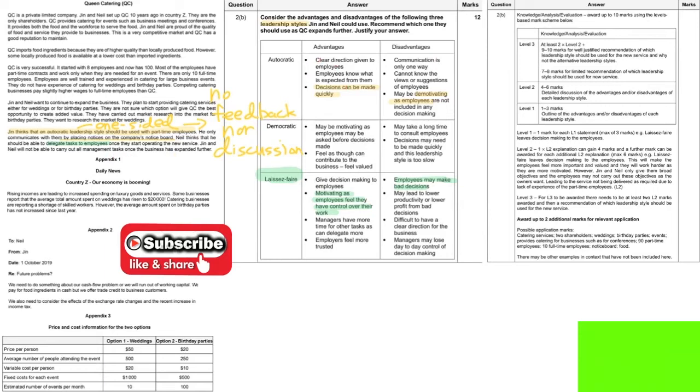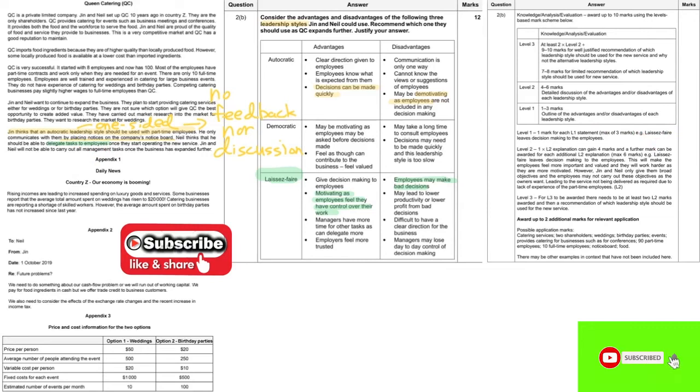There are a total of 3 leadership styles. I would like you to take a look at the right-hand side of the video and see how they would give marks. Okay, so 1 mark for 3 marks. That means, of course, the first one you talk about is when they give decision-making power to the employees. That is called laissez-faire. You have to pinpoint that out.